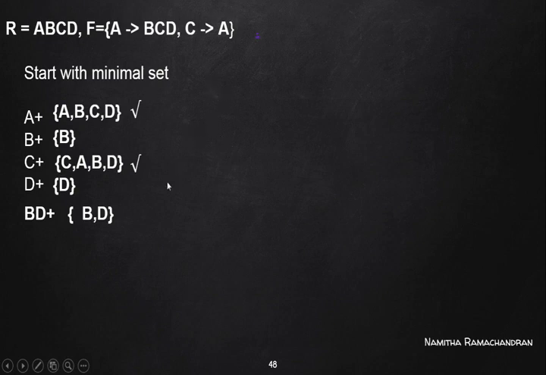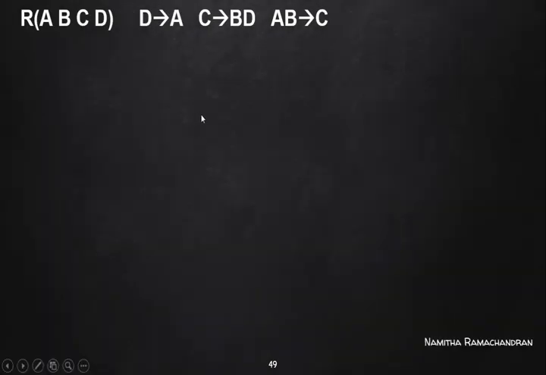Okay, so we can stop here and conclude that for this given relation R, we have two candidate keys, A and C. Okay, one more example.